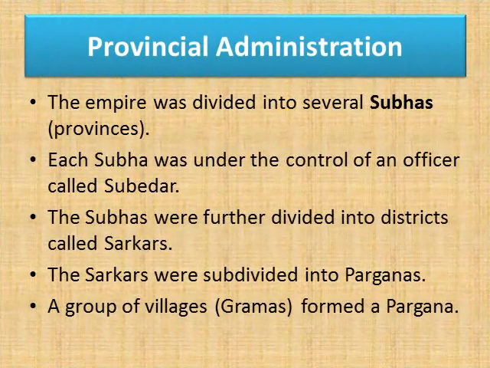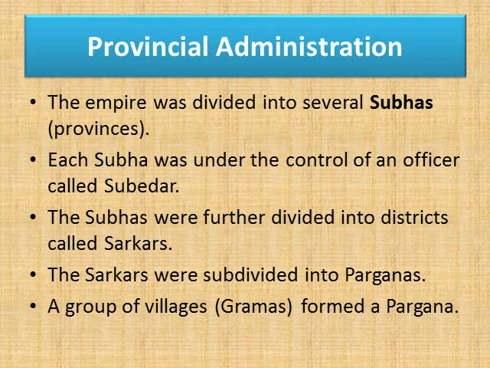Children, now let us learn about the provincial administration. The empire was divided into several subhas or provinces. Each subha was under the control of an officer called subedar. The subhas were further divided into districts called sarkars. The sarkars were subdivided into parganas. A group of villages or gramas formed a pargana.